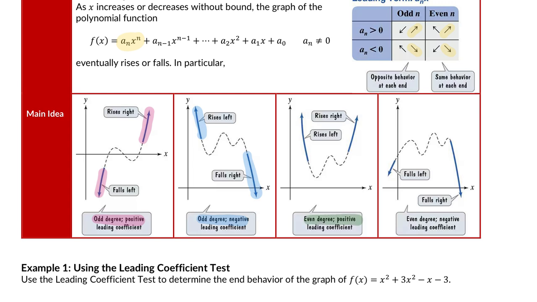The third option is an even degree positive. Again, positive, the right side goes up. But even means that the left side also goes the same direction. So on this one, both of them rise.